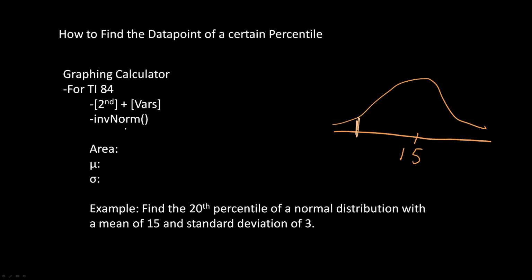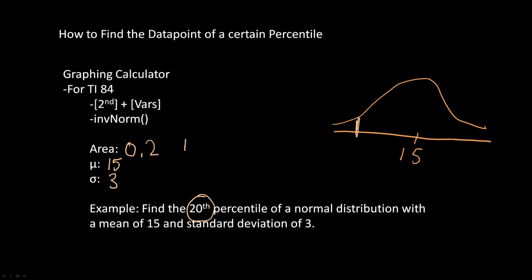And after you click enter on the inverse norm function, it'll give you 3 parameters to enter in: the area, the mean, and the standard deviation. So for the area, you want to enter in whatever percentile you have into that as a decimal. So if you want to find out the 20th percentile for the area, you would enter in 0.2. If it was the 85th percentile, you'd enter in 0.85. And for the mean and standard deviation, it's just given. You just enter in 15 and 3.